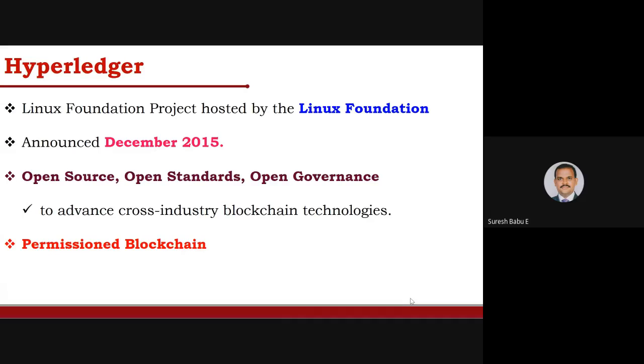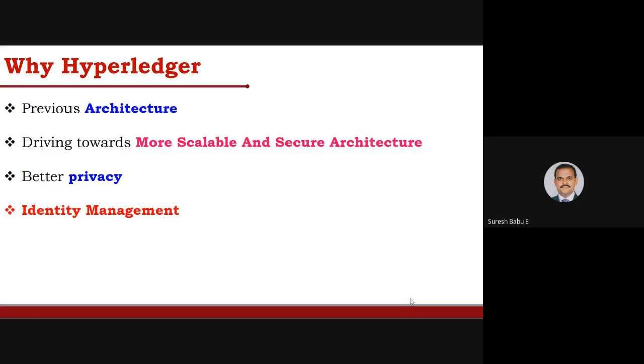And one of the important parameters here is that we are going to use permissioned blockchain. I think the other resource person discussed permissionless blockchain like Ethereum. Why Hyperledger? It makes use of the previous architecture, and it drives more scalability, more nodes, and a secure architecture. It provides better privacy and better identity management, which is lacking in the current centralized system. So we can use it as distributed identity management. It provides better privacy using different channels between the organizations. It is going to provide a lot of scalability, and a secure architecture.